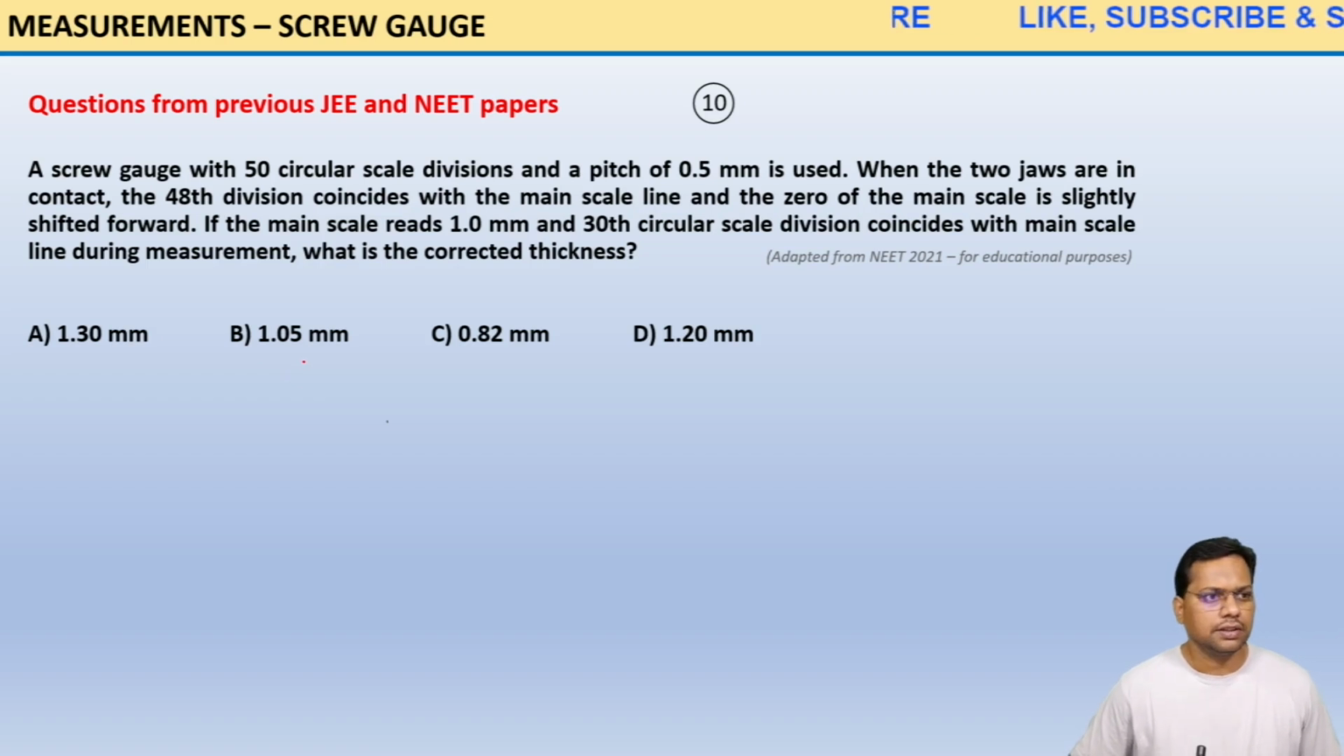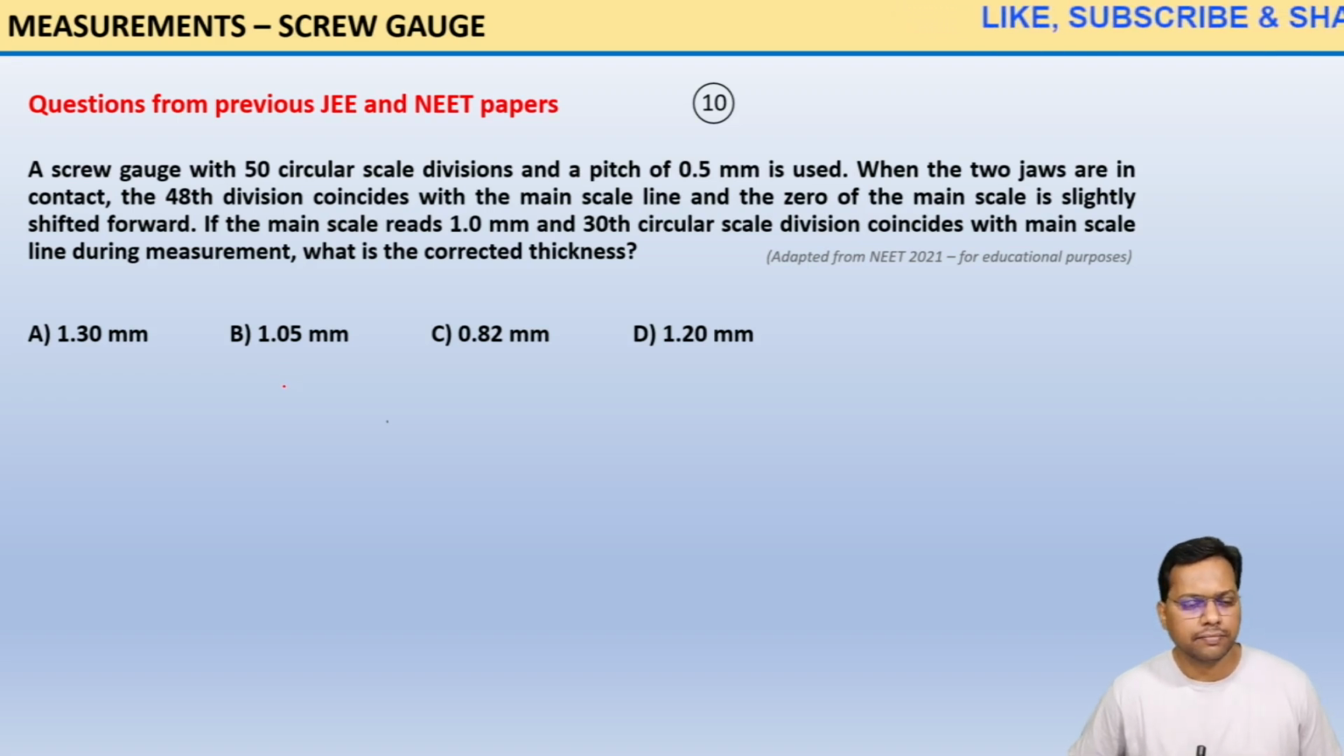Next question. A screw gauge with 50 circular scale divisions and a pitch of 0.5 mm is used. When the two jaws are in contact, the 48th division coincides with the main scale line and the zero of the main scale is slightly shifted forward. If the main scale reads 1 mm and the 30th circular scale division coincides with the reference line during the measurement, what is the corrected thickness?